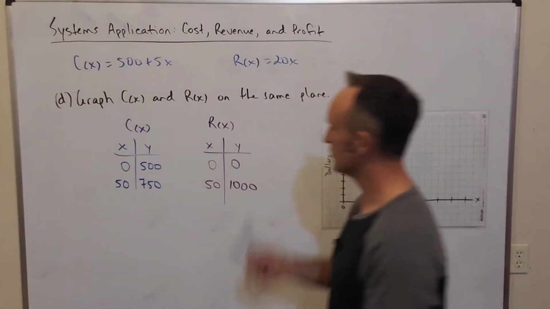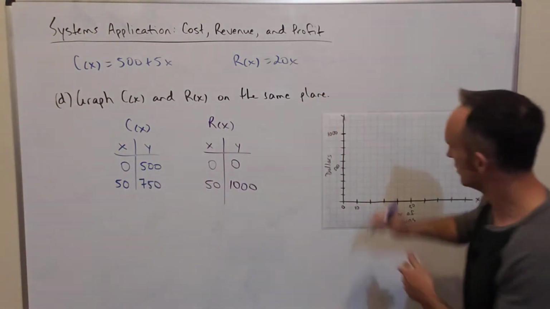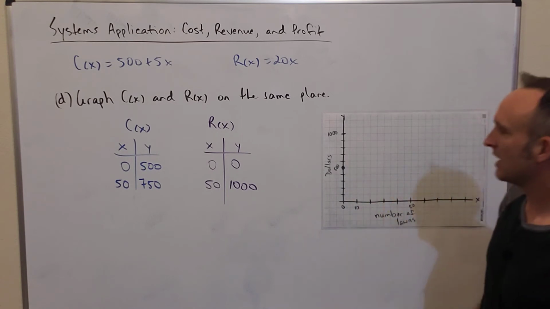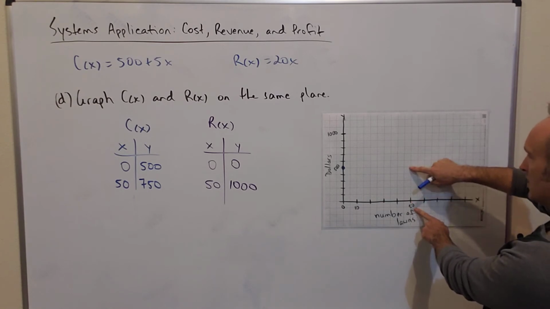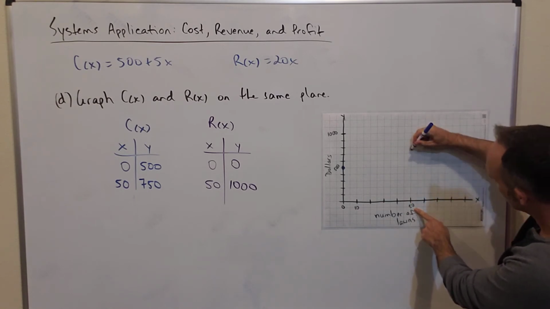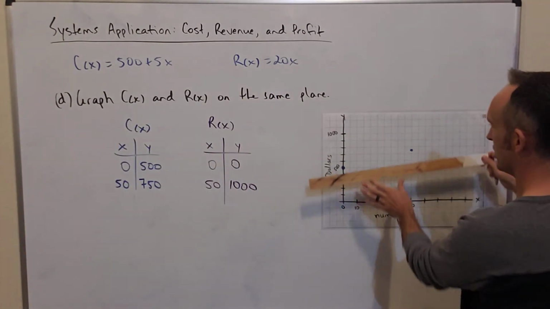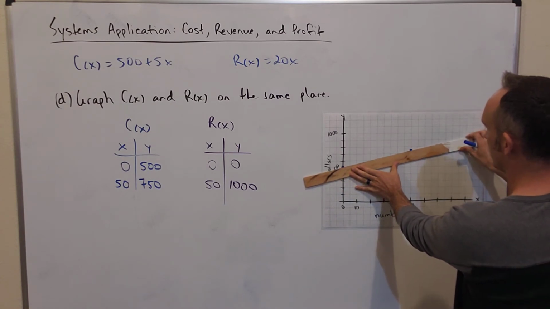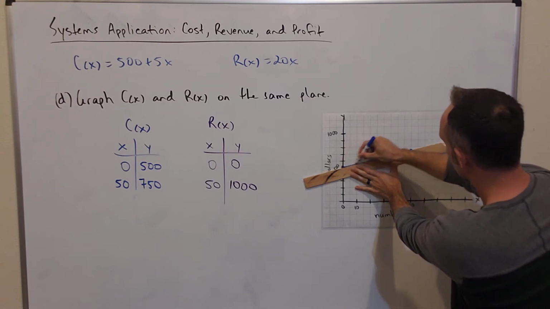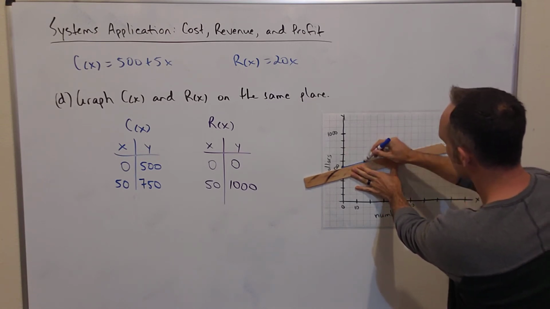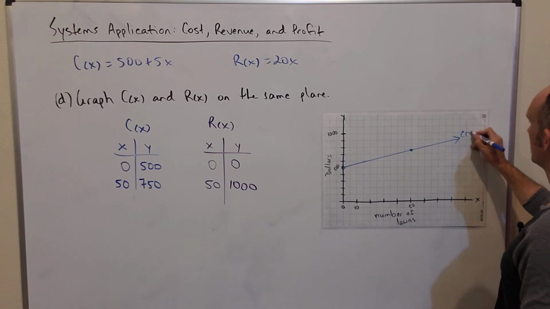We have 2 points for each. I'll use blue for the cost function. The cost function goes through the point 0, 500, which is right here. And it goes through the point 50, 750. So here's 50. There's 500, 600, 700. 750 is right there. So let's graph that line using a straight edge. So something like this. There we go. So this is the cost function, c of x.